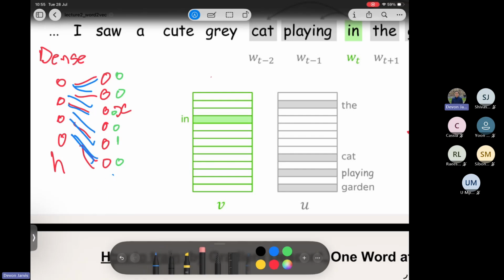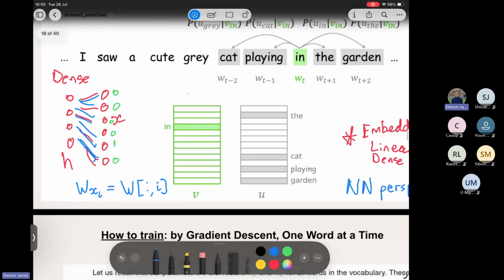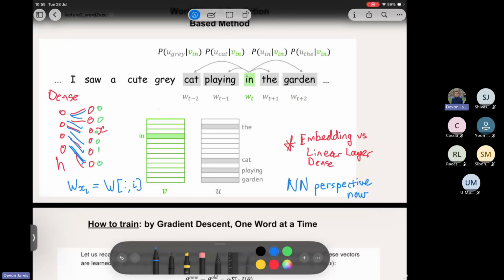Okay. So what have we done? We have found that W times X is the same as just indexing into W at I, when X is a one-hot vector where the 1 is at index I. Okay, same exact thing. And that's what Word2Vec is based on. If I use the indexing version, it's called an embedding layer. If I use the one-hot vectors, it's called just a dense layer.